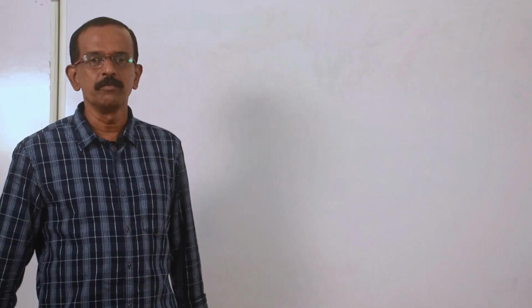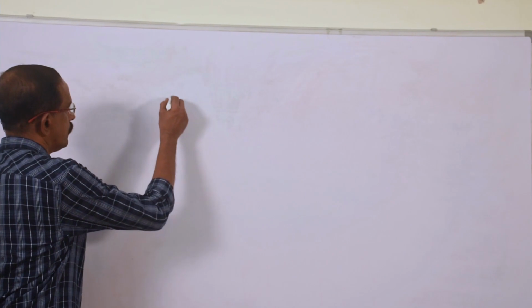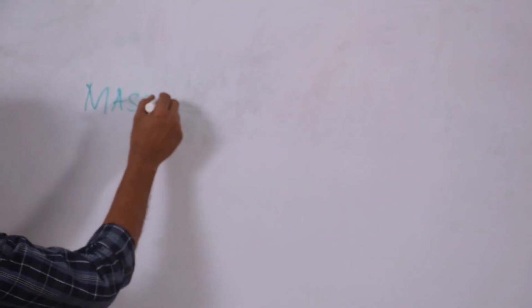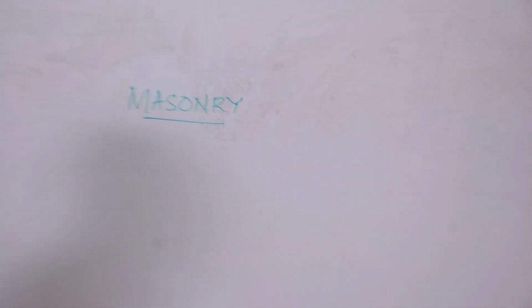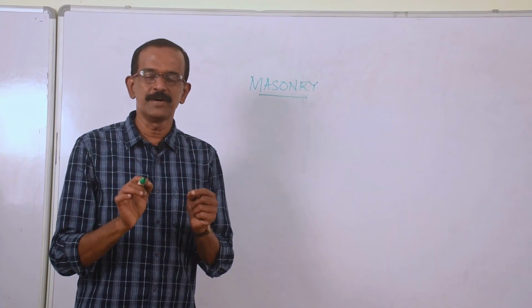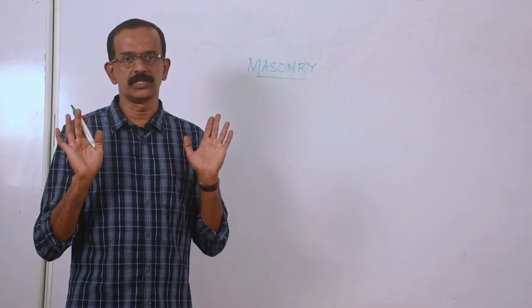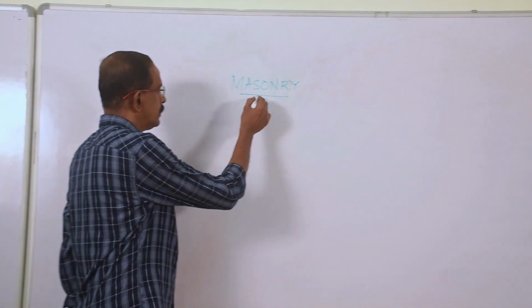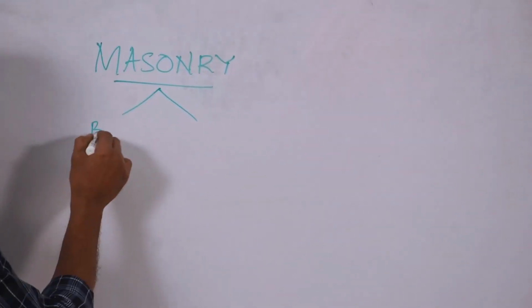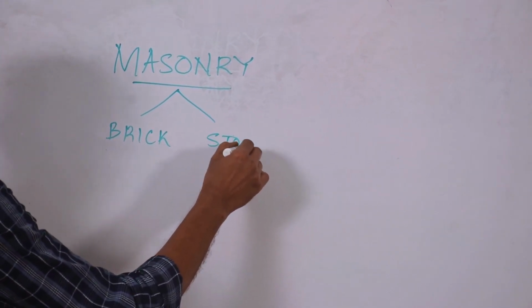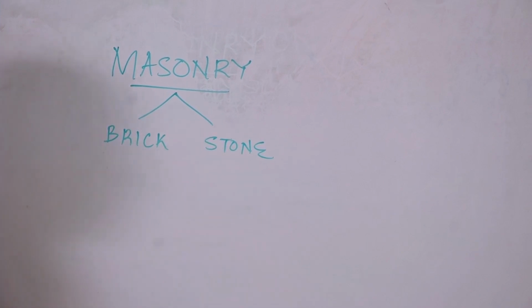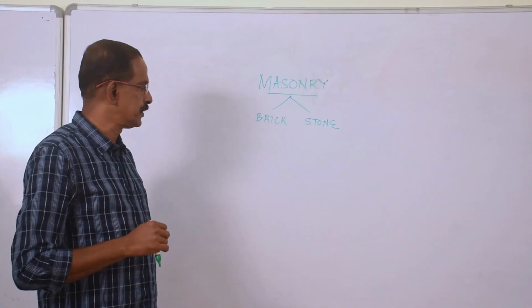Namaste. Now we will move to another topic, that is masonry. What is meant by masonry? Any structure built by a mason is called masonry. So basically there are two types of masonry: brick masonry and stone masonry. First we will see the brick masonry, then we will move to stone masonry.